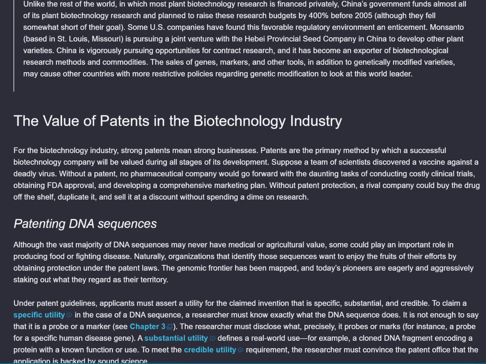Unlike the rest of the world, in which most plant biotechnology research is financed privately, China's government funds almost all of its plant biotechnology research and planned to raise these research budgets by 400% before 2005, although they fell somewhat short of their goal. Some U.S. companies have found this favorable regulatory environment an enticement. Monsanto, based in St. Louis, Missouri, is pursuing a joint venture with the Hebei Provincial Seed Company in China to develop other plant varieties. China is vigorously pursuing opportunities for contract research, and it has become an exporter of biotechnological research methods and commodities. The sales of genes, markers, and other tools, in addition to genetically modified varieties, may cause other countries with more restrictive policies regarding genetic modification to look at this world leader.